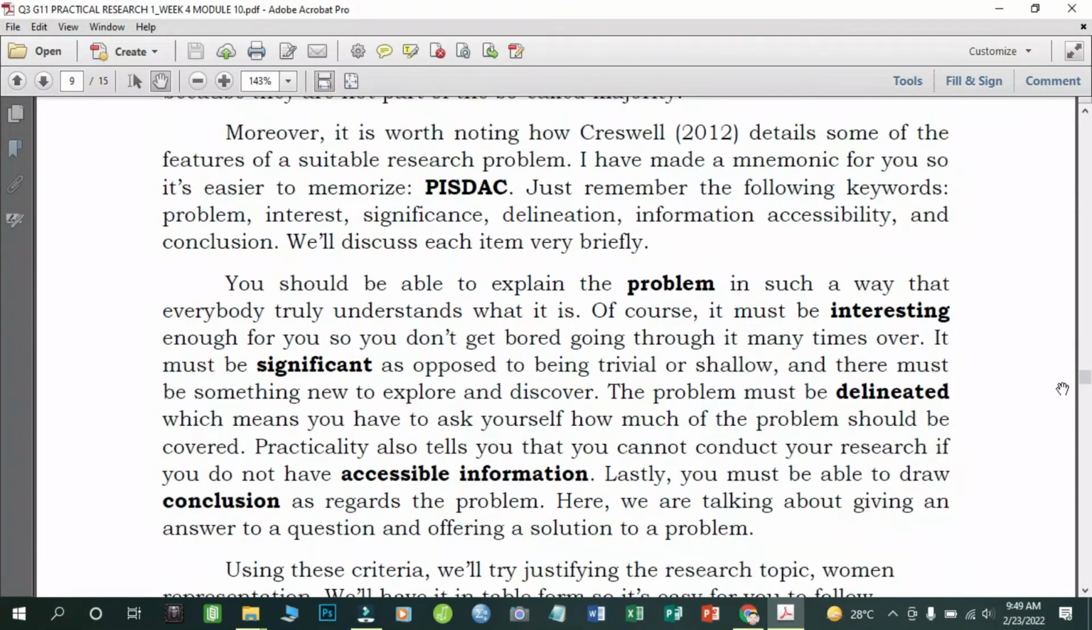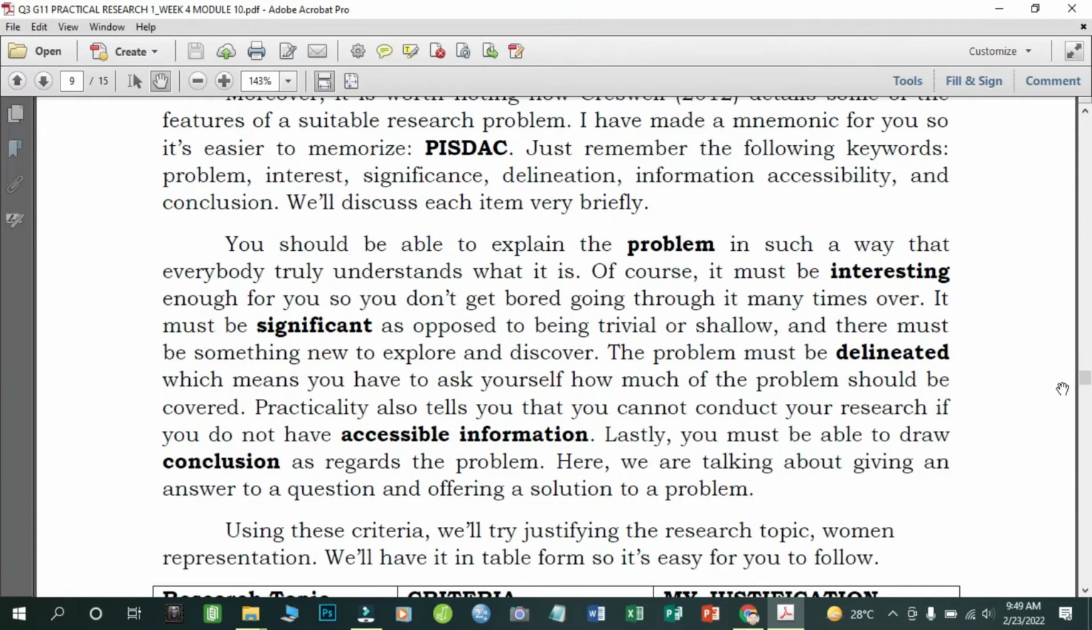You should be able to explain the problem in such a way that everybody truly understands what it is. For you to have solid knowledge about the problem you are going to research, it is wise to read a lot of articles online, so that you can better explain every angle of your research.